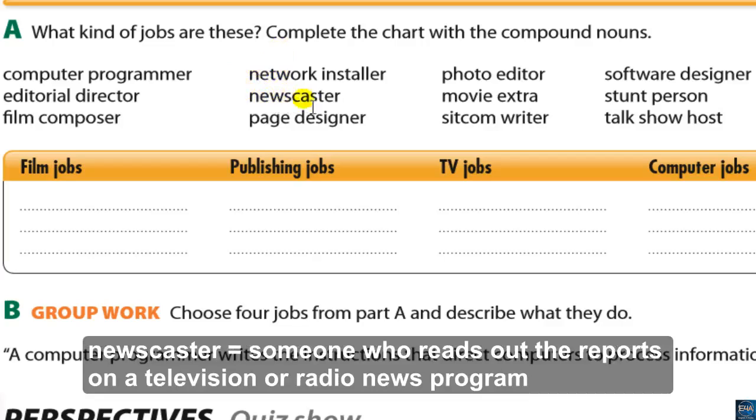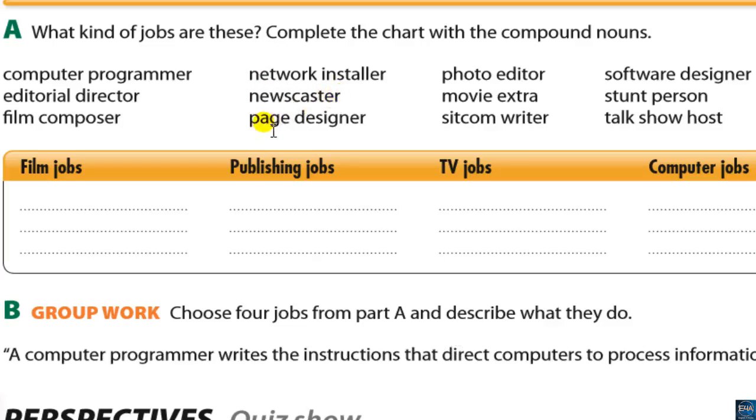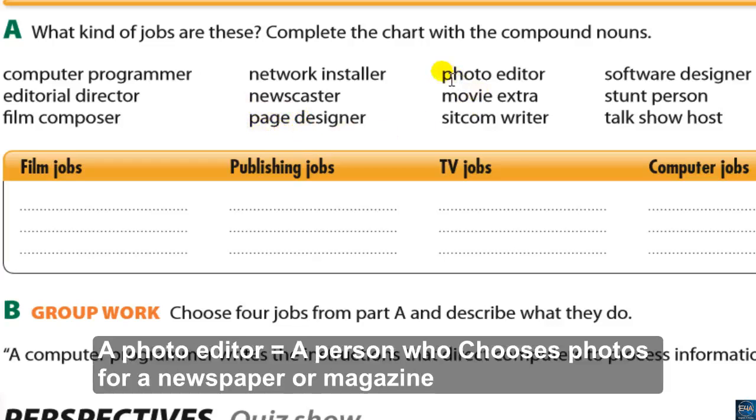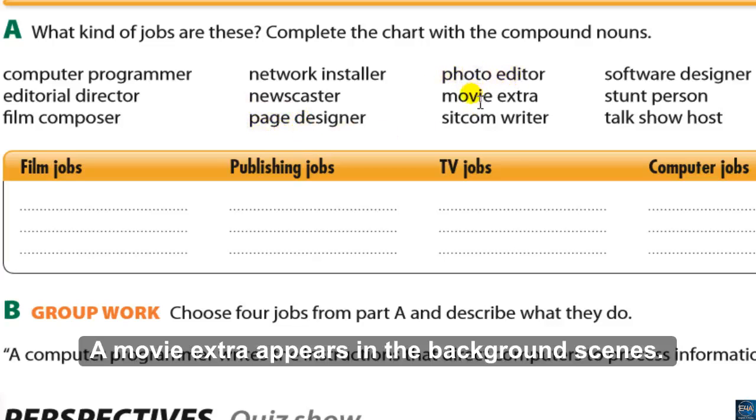Newscaster, someone who reads the news on a television program or the radio. Page designer, someone who designed a page. Maybe this page in a newspaper, or maybe it's on the internet. To design a page on the internet, like website designer. Photo editor. Movie extra. Sitcom writer.